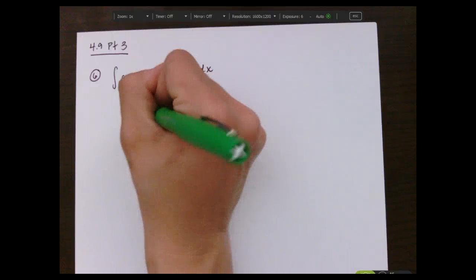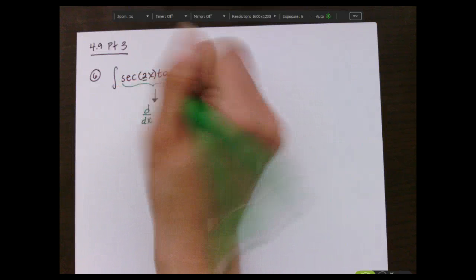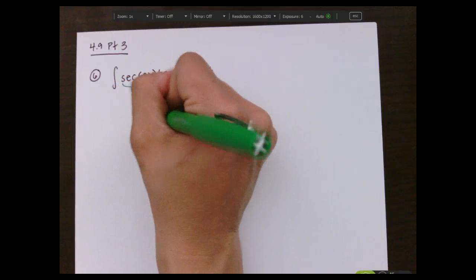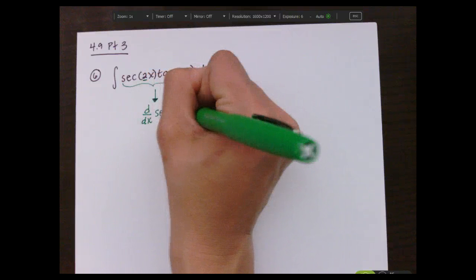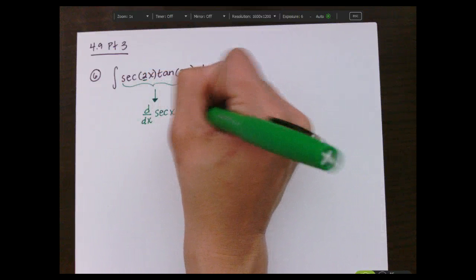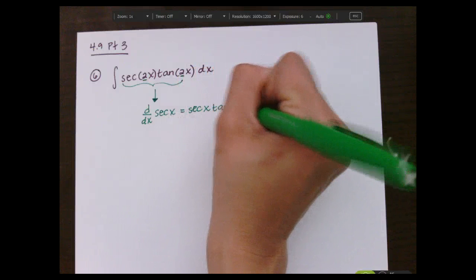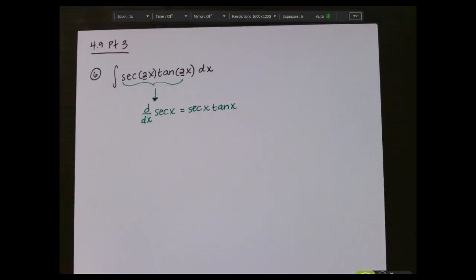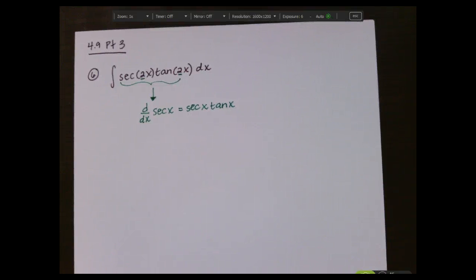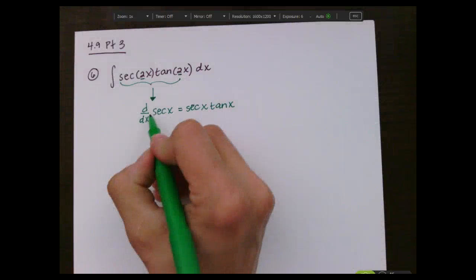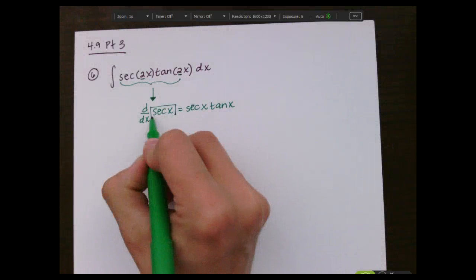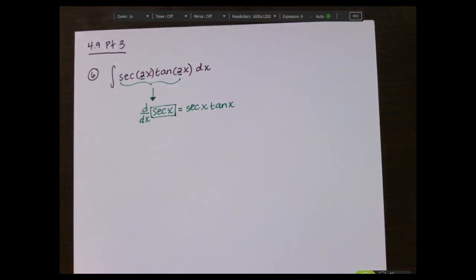Remember that the derivative of the secant function is secant of x times the tan of x. So the derivative of secant is secant times tan. We're almost there. We know that our answer is going to have a secant in it, but we also need to deal with that 2x.